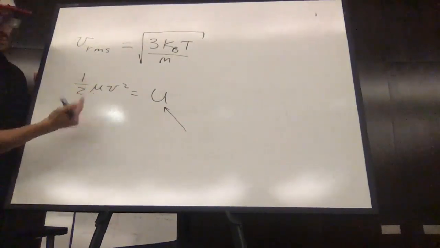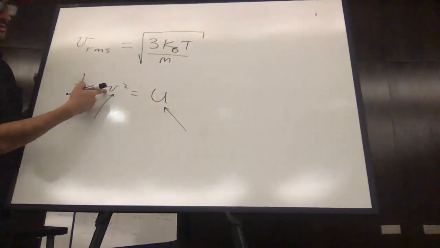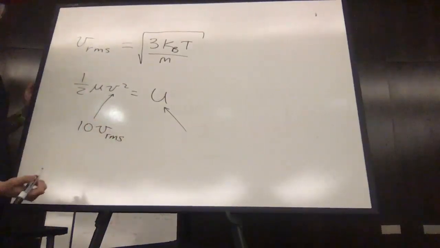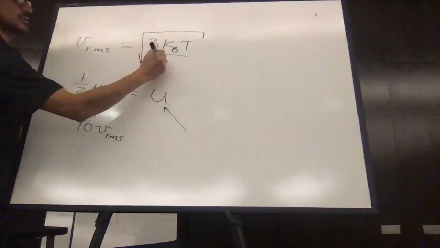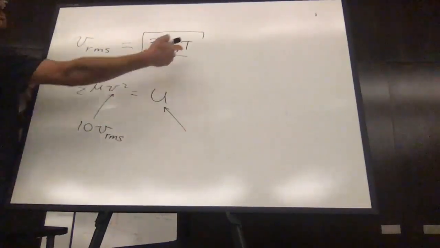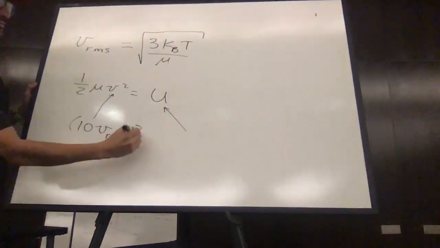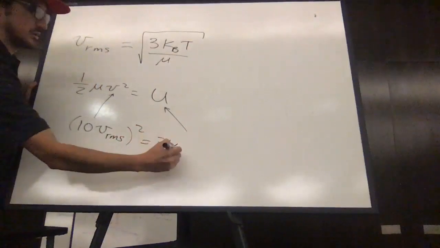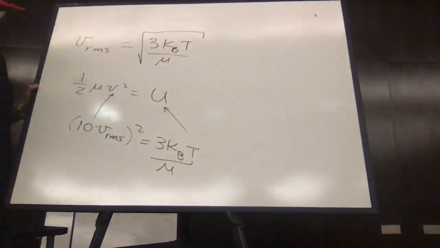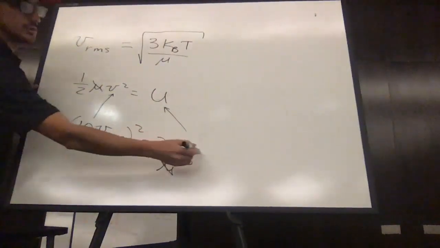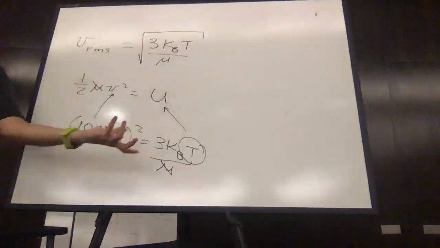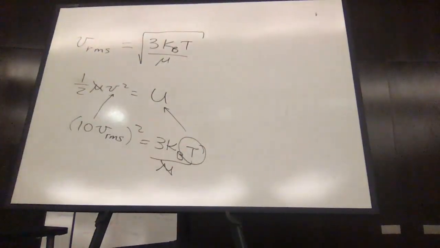This one is going to be the reduced mass, and then this v squared is going to be 10 times VRMS. This one you can just replace with mu. And VRMS squared is going to be 3kT over mu. So you get rid of the mu's and you just have to solve for T. You move everything to the other side and solve for the temperature. That's what you want to do.